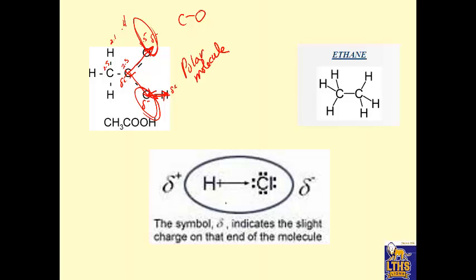Okay, look, it's HCl. HCl is a one-bond molecule, and the chlorine is hogging the electrons. So this is a polar molecule because over here is negative and over here is positive.